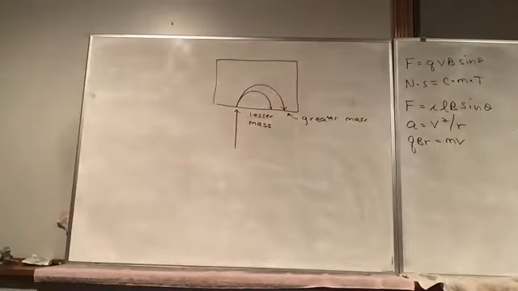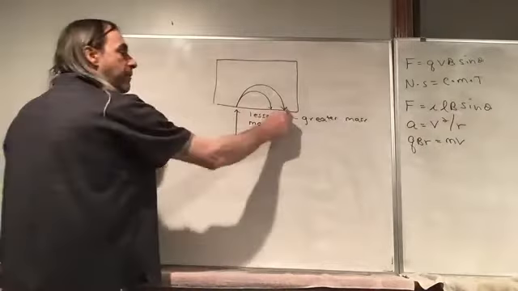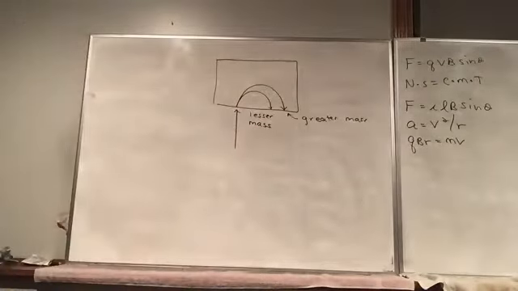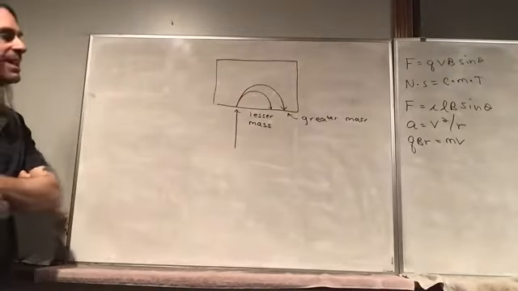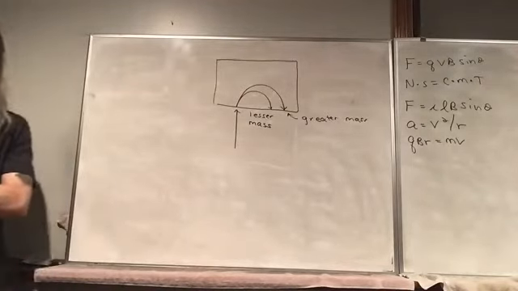And so again, if you have an element and you accelerate it through a potential difference, have it enter this region with a magnetic field, and measure the radius of curvature, I think we used the example of neon in class. That's what was in the book.